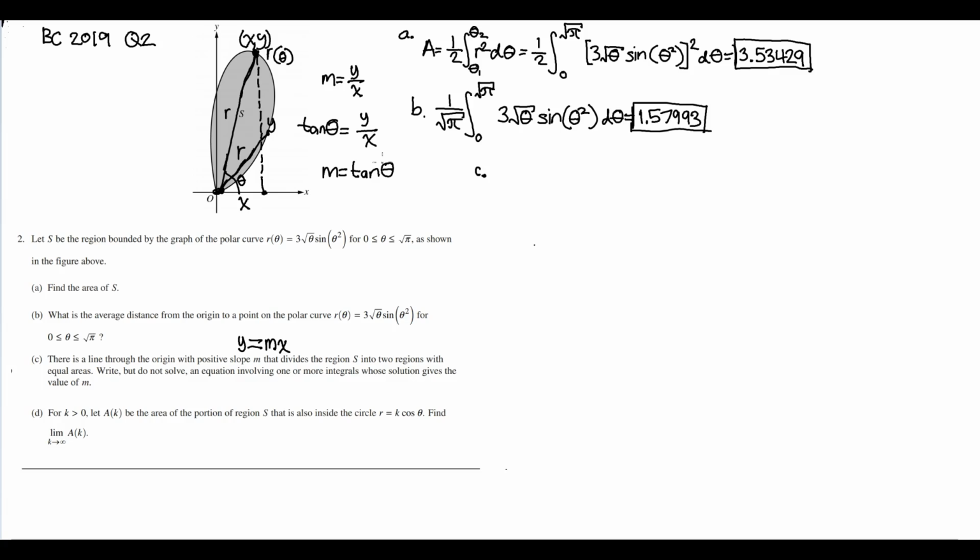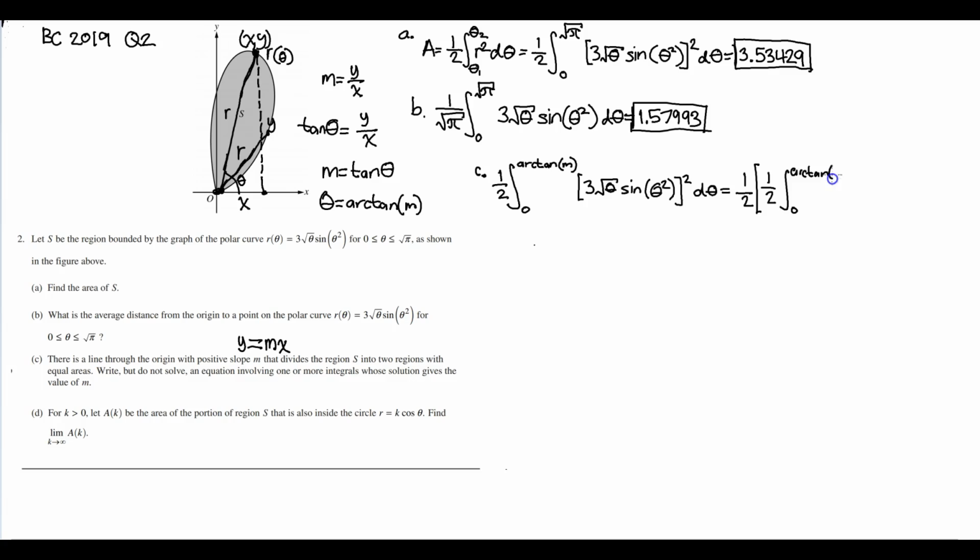That's very convenient because now we can express the angle in terms of m, the arctangent or inverse tangent of m. So what we can do is write the integral from 0 to arctangent of m of 1/2, gotta put that 1/2 in front, 3 root theta sine of theta squared, that's squared, d theta equals 1/2 times 1/2 times the integral from 0 to the arctangent of m of 3 root theta sine theta squared d theta.